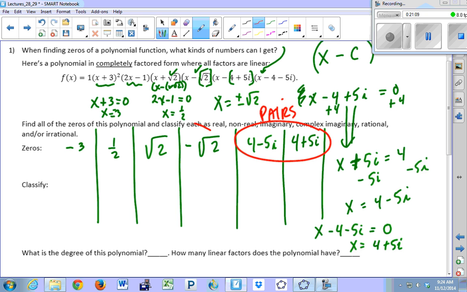These always come in pairs as well. Okay, so let's take a look and classify each of these. -3 is a real number. And can we be any specific? It's real, it's rational, and what other kind of number is it?